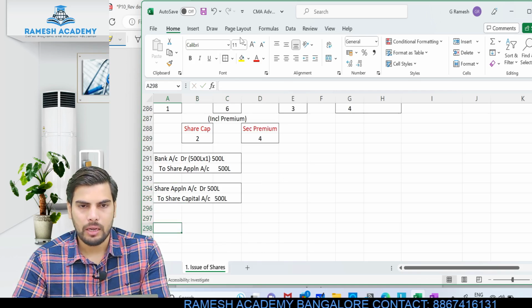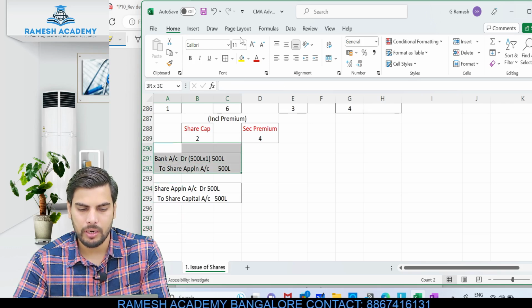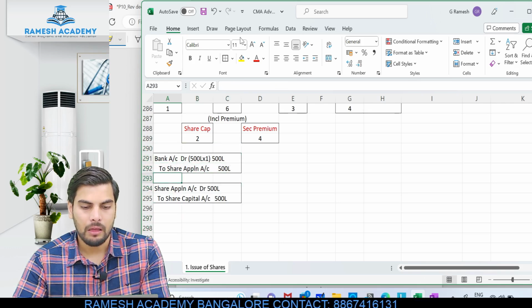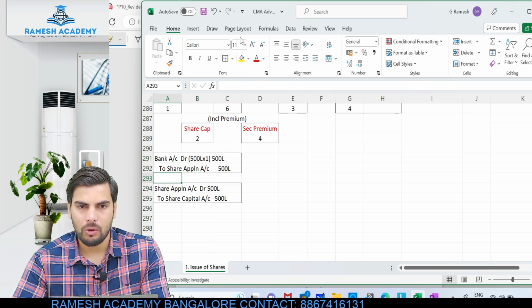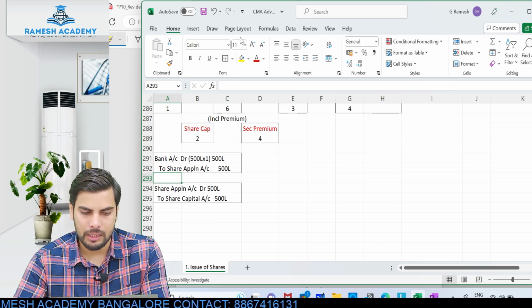Clear? To share capital 500 lakh. Okay, this would be the next entry. So these are the two entries pertaining to application stage. Okay, when it comes to allotment stage and then onwards, all we need to do is what? We just need to pass the due entry first and then the receipt entry.